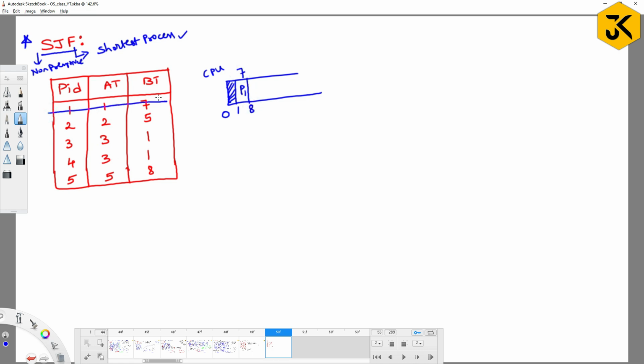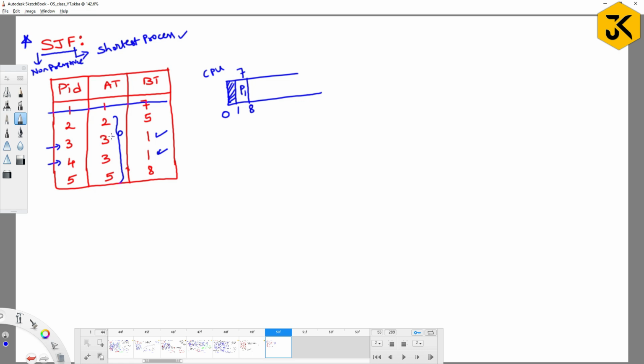P1 is done. By the completion of 8 units, what processes are available? All the processes came already, right? So giving a chance to P2, P3, P4 or P5 depends upon the algorithm we are using. As we are using SJF, we will give a chance to the process which has the lowest burst time, right? If you look into the processes P3 and P4, these two processes have the lowest burst time. Then which one will you take? That is what you have to think, right?